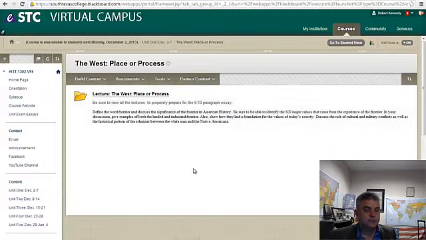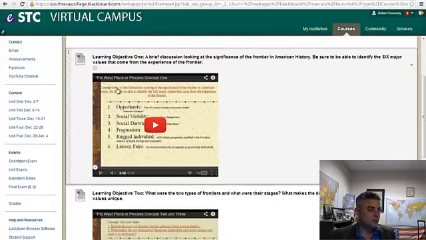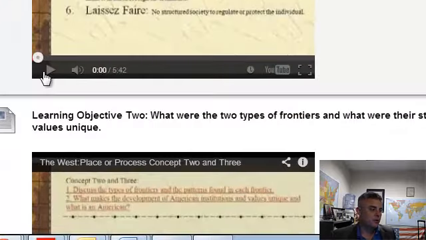Write down the essay question, and then write down the learning objectives. Same thing, right? Just write this down: a brief discussion looking at the significance of the frontier in American history, be able to identify the 6 major values that come from the experience of the frontier.